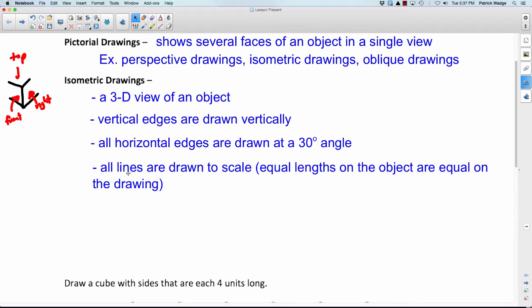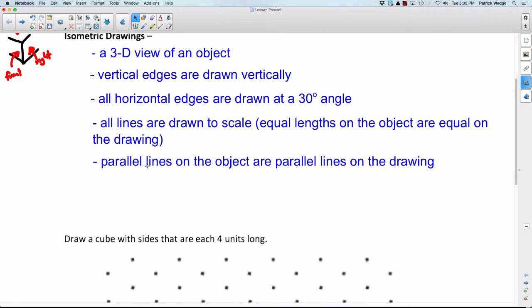All right, all lines are drawn to scale. So in other words, if you have lengths on an object that are equal, then when you draw it, those lengths should also be equal. Now that might seem obvious, but you're going to see next time when we do oblique drawings, that's not always the case. Okay, parallel lines on the object are parallel lines on the drawing. So again, that might seem like a really good thing. I mean, if things are parallel on the object, why wouldn't you make them parallel on the drawing?